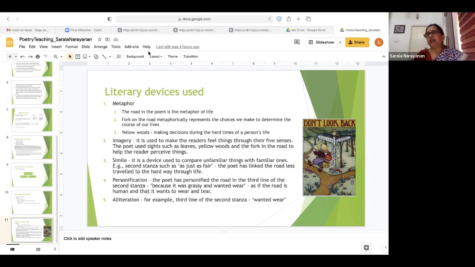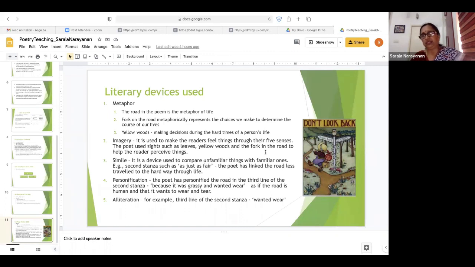See, for example, if you take the road in the poem, it is comparing it to the road of life. But it's not saying explicitly, openly, that the road is as clear as the journey of life. The traveler doesn't say it is the journey of life. The fork on the road metaphorically gives a choice we can make to determine our lives. Then coming to yellow woods, making decisions during hard times of a person's life. These are all metaphors.